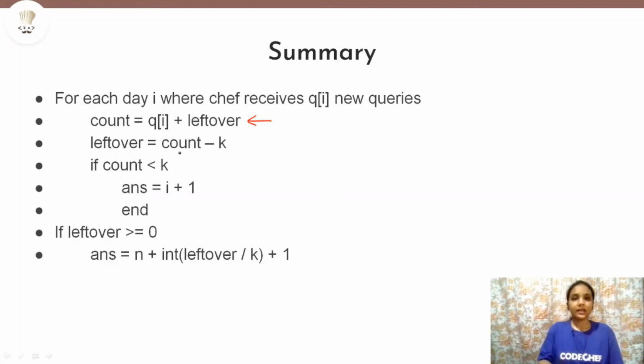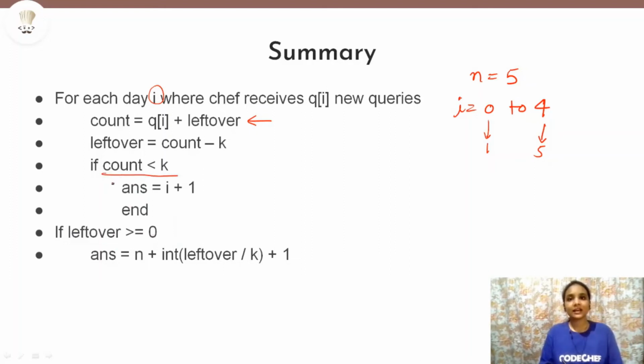Why I plus 1? Because this I variable is used as a loop variable. If your n is equal to 5, then I will run from 0 to 4. That is why the answer will be I plus 1, because day 0 will be equal to day 1, and day 4 will be equal to day 5. And if we have found our answer here, that is, if we find the scenario where count is less than k, then we can come out of this loop, or end our loop. We have already found our answer here.